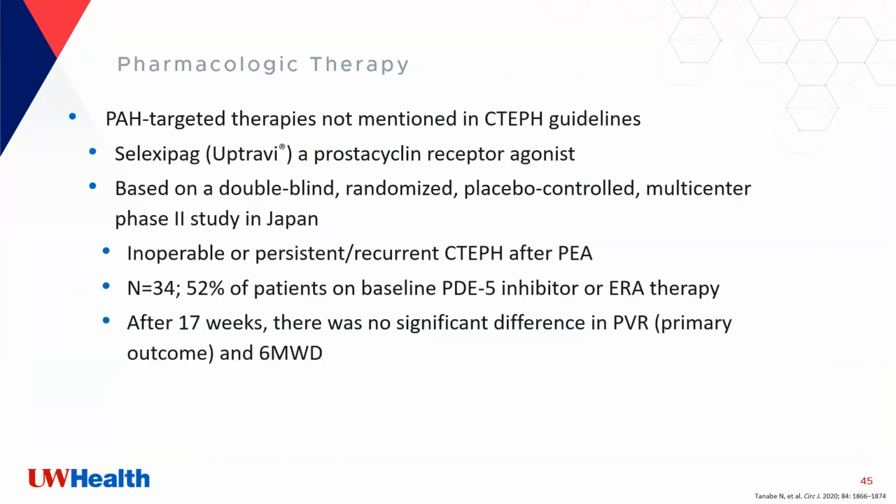Another medication that is not really mentioned in guidelines but has approved use for PAH is selexipag, or Uptravi, which is a prostacyclin receptor agonist. There was a double-blind, randomized, placebo-controlled, multi-center study in Japan that included inoperable or persistent or recurrent CTEPH patients. The N was 34, and 52% of patients were on baseline PDE5 inhibitors or ERA therapy. After week 16, there was no significant difference in pulmonary vascular resistance and 6-minute walk distance, but it showed some other hemodynamic value improvement.